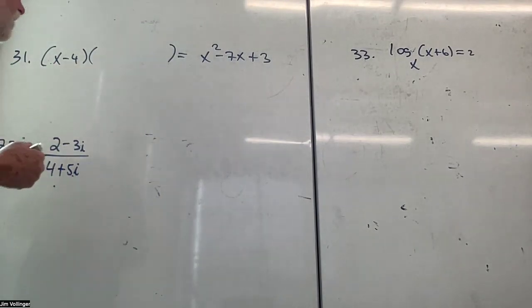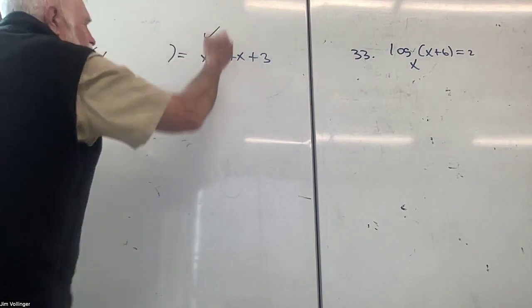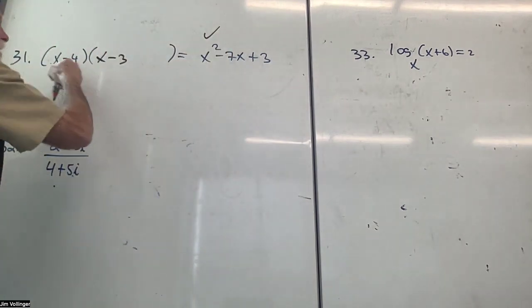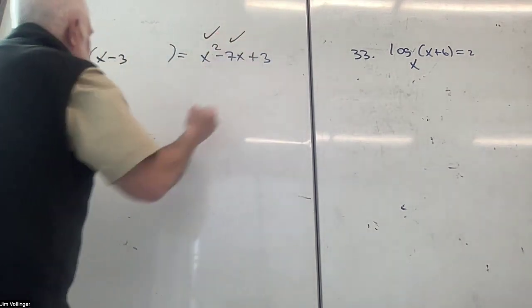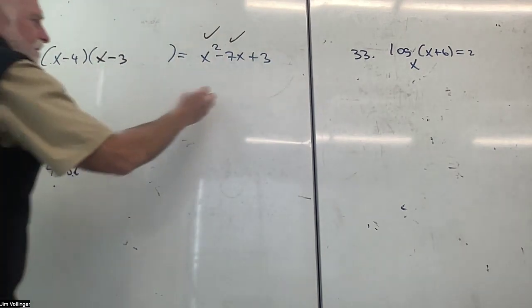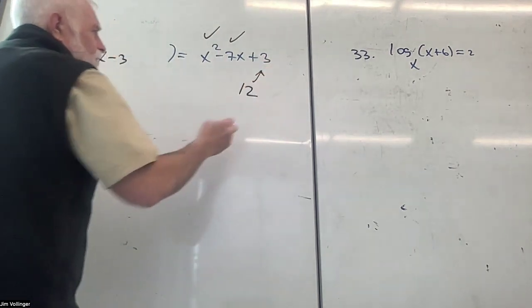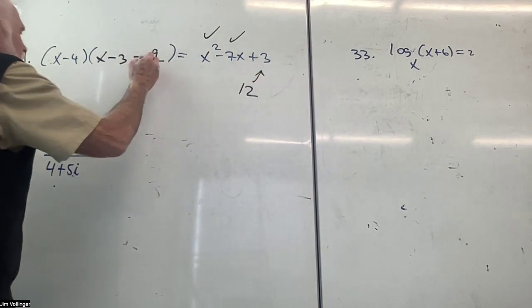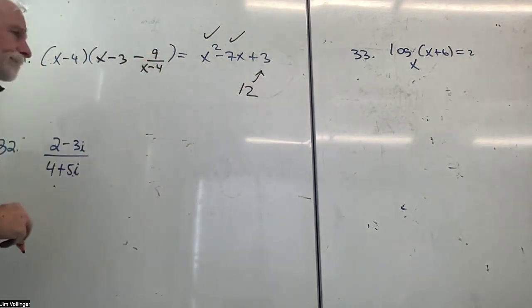X minus 4 times x gets us x squared, minus 3, minus 4 minus 3 gets us minus 7. Multiplying the constants gets us 12. How do we get from 12 to 3? We go down 9 and divide by x minus 4.